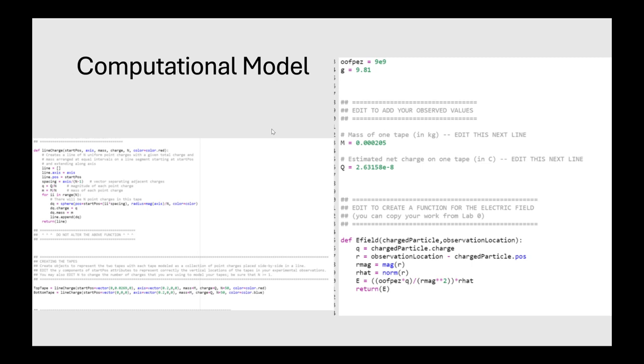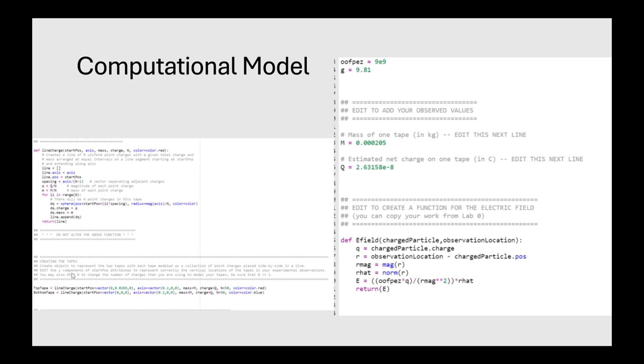So onto the GlowScript. The computational model that we had got us a charge of 2.6 times 10 to the negative 8 from Coulomb's law, and then the electric field function here was copied over from lab 0. And then the line charge function creates a line of n uniform point charges with a given total charge.